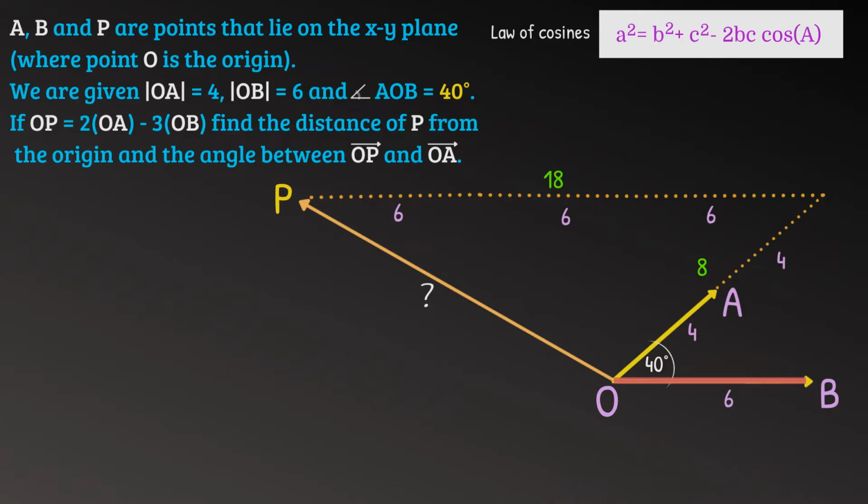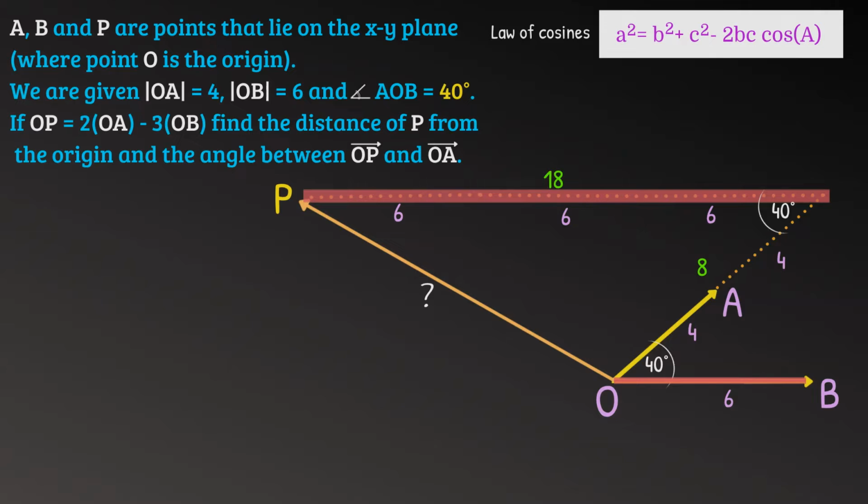Now because OB and minus 3OB are parallel, this means that 2OA, or the side of the triangle that is 8 units long, becomes a transversal line, but don't worry too much about the name. This means that this angle here is also 40 degrees. And now we have all the information we need to use the law of cosines.